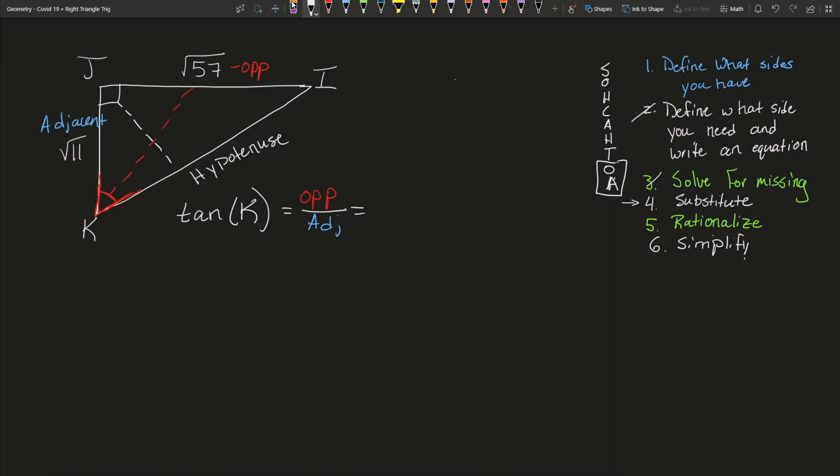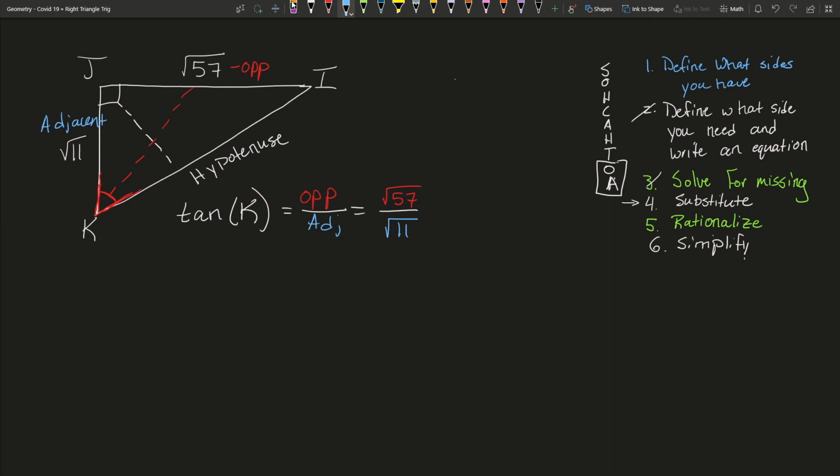So when we do that, we get root 57 over root 11. And again, I think this is where people kind of start to get confused. All right. So I think one of the questions in that attendance question was, do I simplify first or do I rationalize first? And you can do either one. It's kind of up to you. I would rationalize this first.